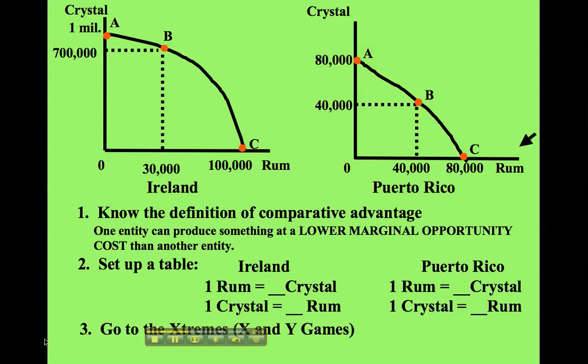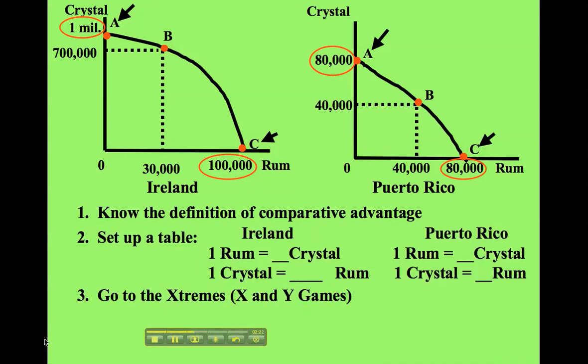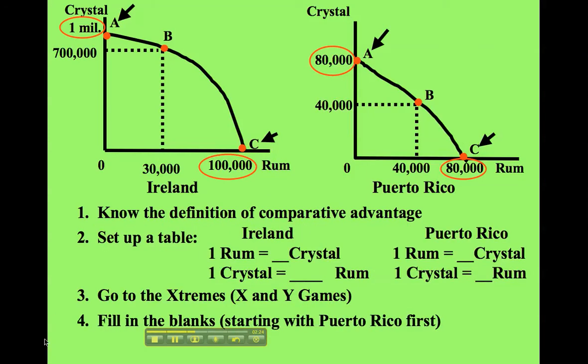So let's go to Puerto Rico first here. And if you look over on the other side, it's 100,000 rum to 1,000,000. That looks an awful lot like a 1-to-10 or a 10-to-1 ratio to me. So let's see what happens. We're going to fill in the blanks with Puerto Rico. How much does one rum cost? I'll bet it costs 1 crystal. 1 crystal costs 1 rum. It's what they have to give up of one to make the other.